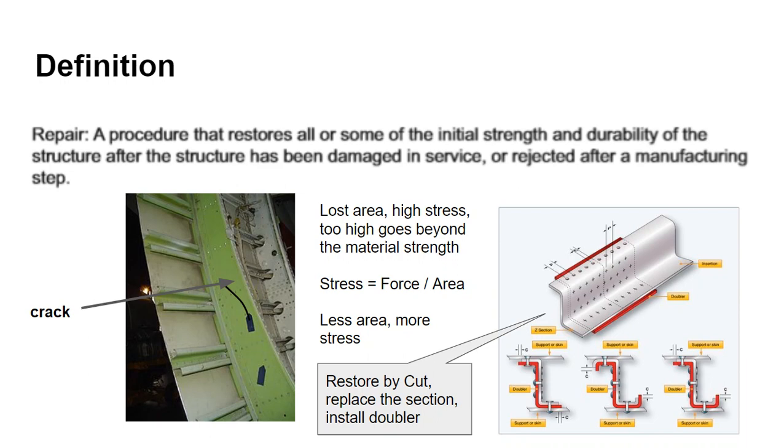So what will happen to the structure? The structure will have damage, either cracks or corrosion. So once the structure is damaged, the structure cross-sectional area is lost. Once it's lost, you have a rise in the stresses of the structure. If you look at the formula, stress is force over area. As the structure is damaged, the area will be reduced and the stress will go higher.